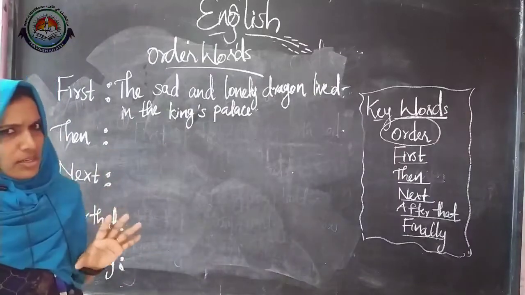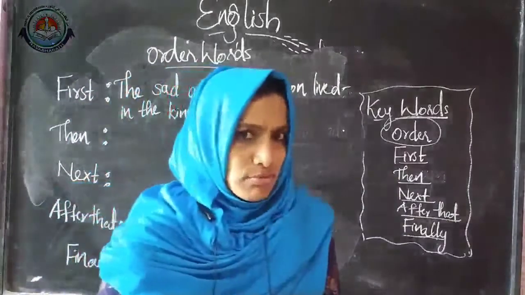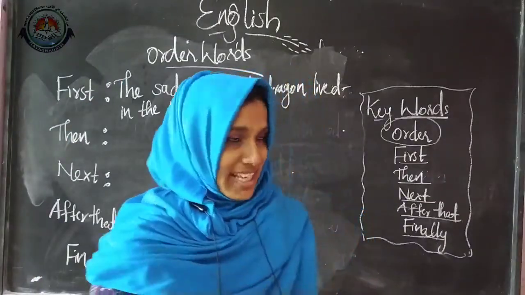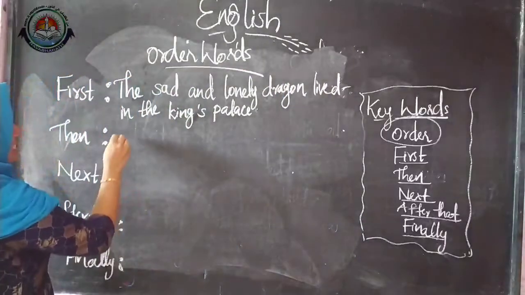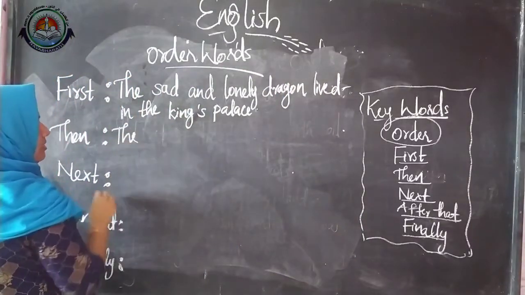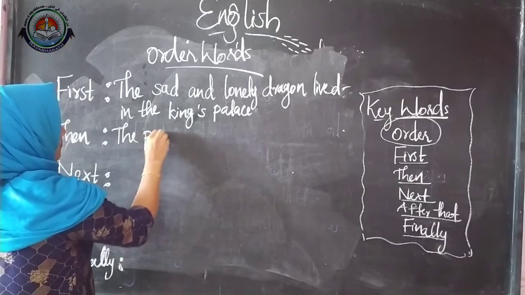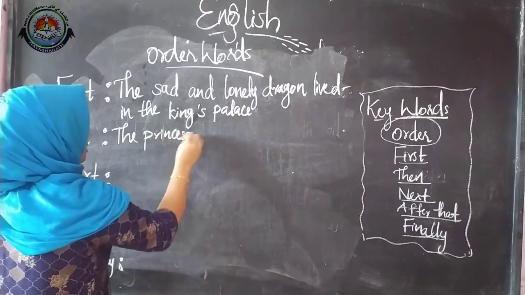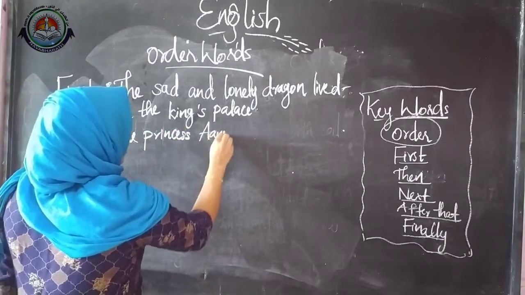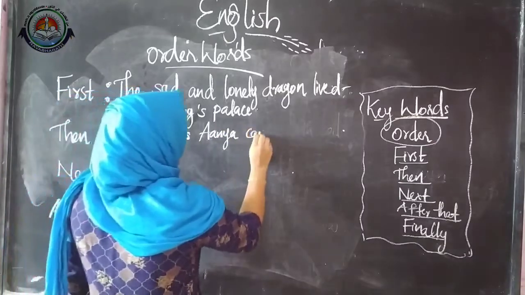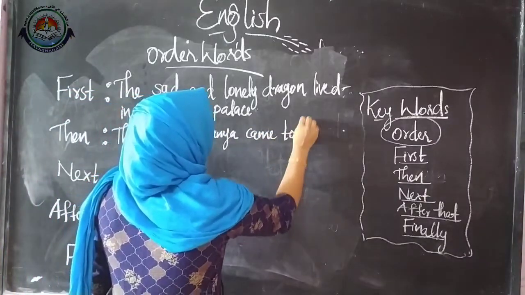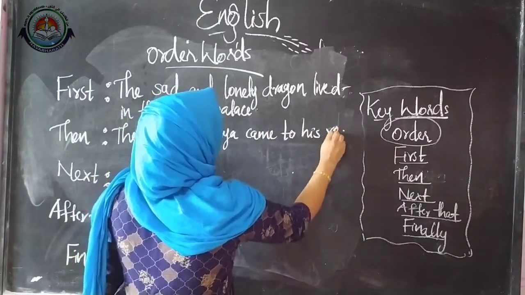Then what happened? Somebody came to his room. Who was that? Yes, it was our princess. So we can write like: the princess Anya came to his room.